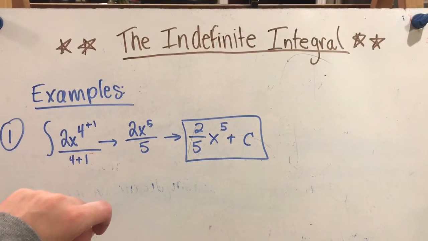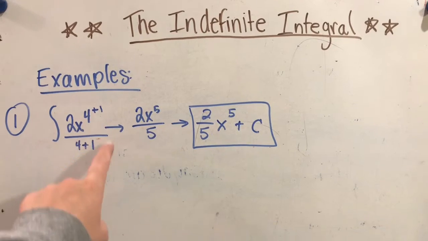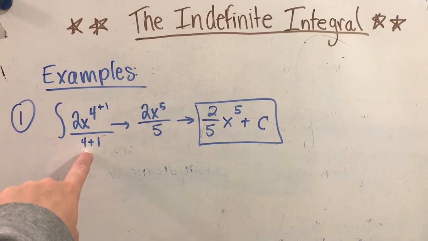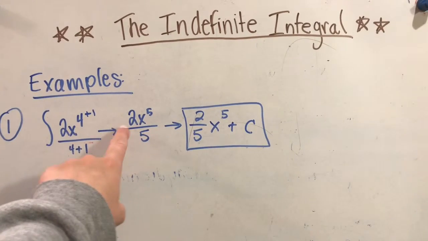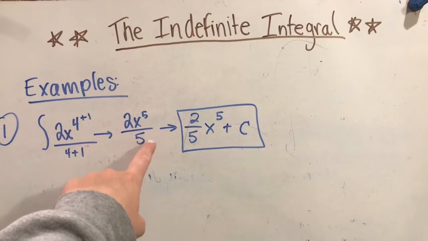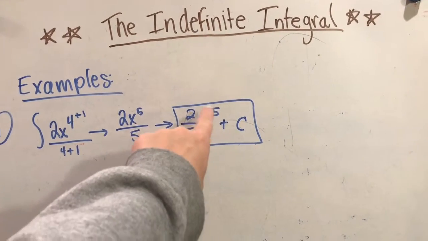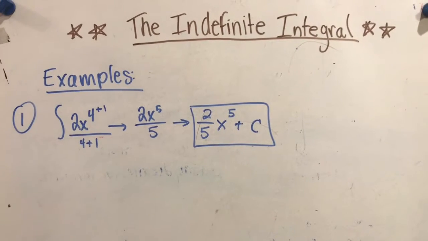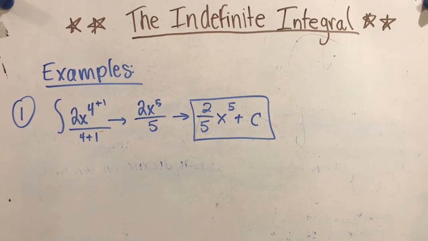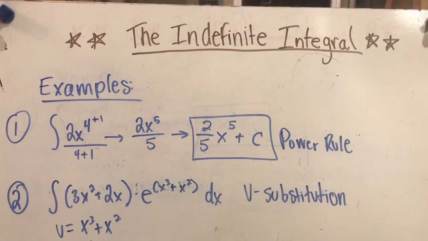So what we're going to do is add 1 to the n value right here, and then we're also going to put the n value plus 1 on the denominator. Once you do that, you have 2x to the 5th power over 5, which can then be simplified to 2/5 x to the 5th, and then we always want to remember to add plus c whenever we're solving the indefinite integral. So that shows power rule and one of the basic examples of an indefinite integral.